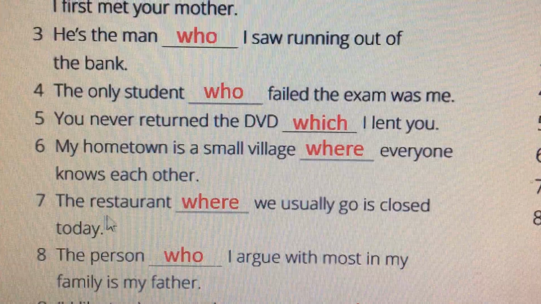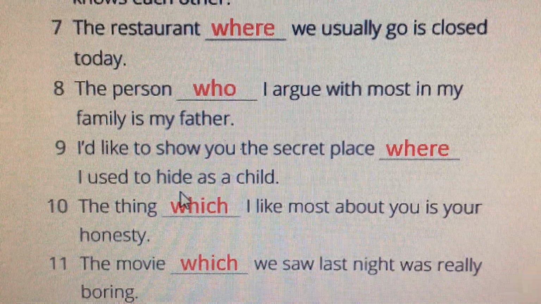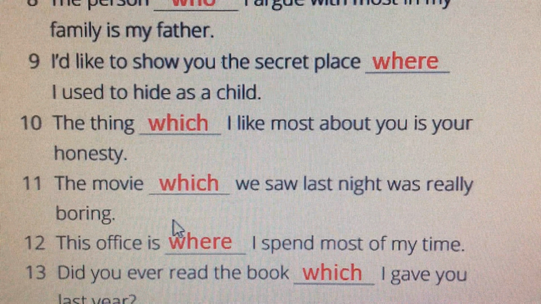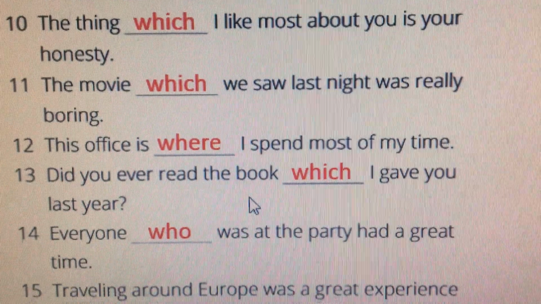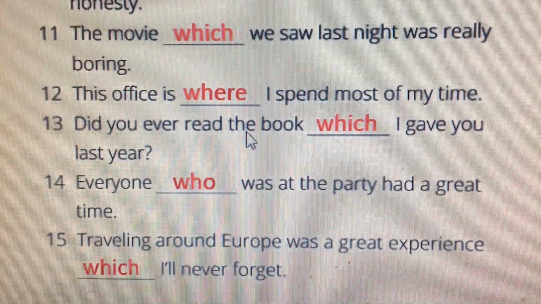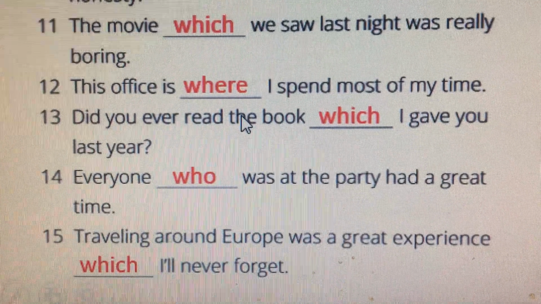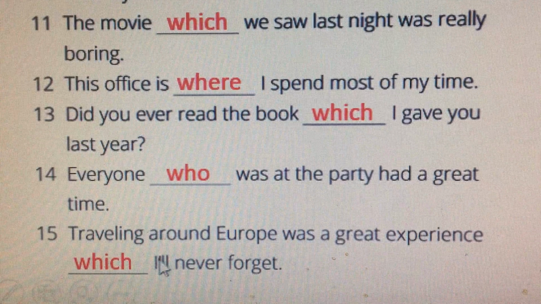Village where, restaurant where, person who. Office where, book which. Okay, they're all pretty straightforward. I think you can do them all. Experience is a thing, so which.